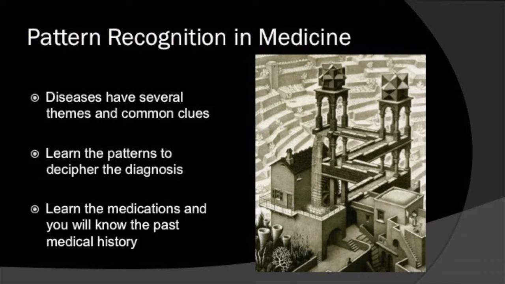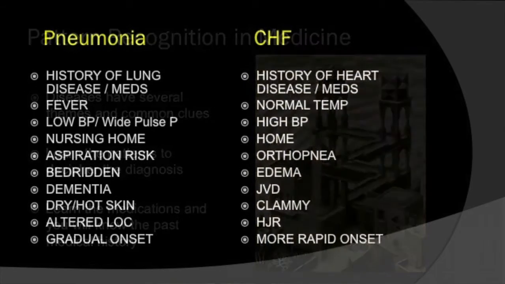Okay, so what we want to do is actually look at pattern recognition and to try to tell the difference between these two things. Diseases have common themes and common clues that we look for. We need to learn the patterns to decipher the diagnosis. And one key thing that paramedics should learn is the most common 100 or so medications, because if you know the medications, then you'll know the patient's past history, whether or not they can speak to you or not.